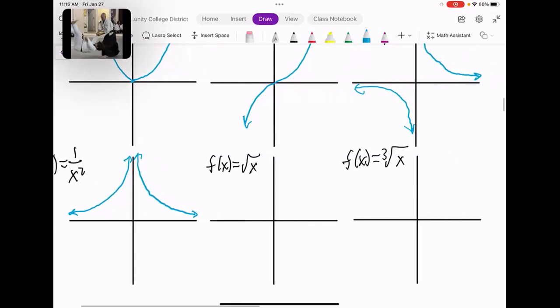f of x equals root x is going to do this. It's going to be a sideways parabola, but only the positive parts. And y equals cube root of x is going to cut through like this. And that is going to be it.